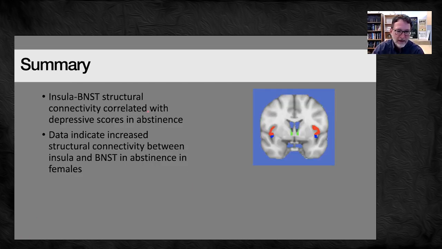So in summary then, in the human data, Insula-BNST structural connectivity correlated with depression scores in alcohol abstinence. And data indicate increased structural connectivity between the insula and the BNST in abstinence in females in particular. And this is of great interest to us because you'll recall that in our animal model, it's in fact an animal model that is restricted to females. That's because in our home cage model, females drink much, much more alcohol in this inbred strain than the males do. And so the forced abstinence phase becomes confounded because there's so much less alcohol on board in the males of this inbred strain compared to females.